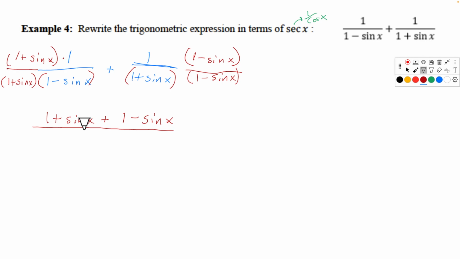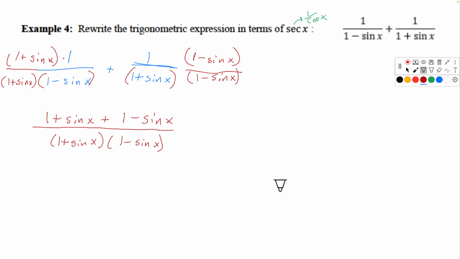This may be kind of good. We see the sine x's are canceling out, right? We got a 2 there. What do we get in the denominator? Now this is always the part, well, let me just write it. 1 plus sine x times 1 minus sine x.